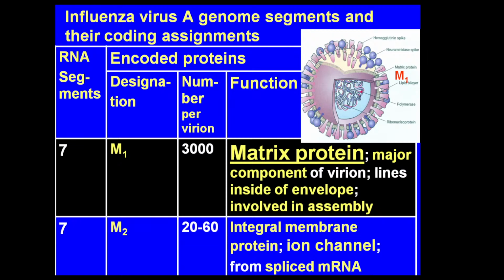So we don't call it a surface glycoprotein because it is not exposed to the outside. It is an integral protein, but it is important in making ion channels. So that may help in the elimination of the surface envelope when the virus is translocated from the endosome into the cytosol during entry.